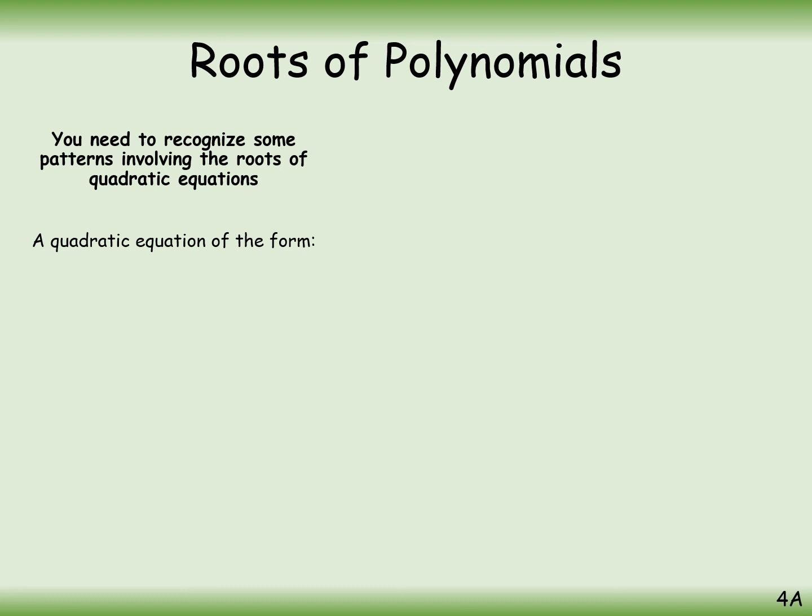So we're looking at polynomials, roots of polynomials. You need to be in a position where you recognize some patterns involving the roots of a quadratic equation. The quadratic equation of the form ax squared plus bx plus c equal to 0, where x should be a member of the complex numbers. In the past you would have done quadratics where x is a member of the real numbers, and now we're saying x could be a member of the complex numbers. That's what the capital C with the line going through it means.